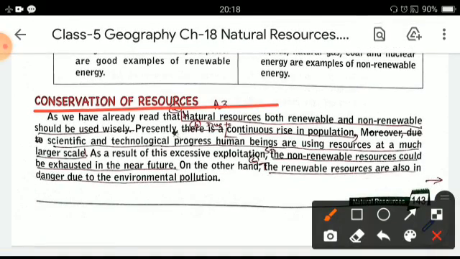Conservation of the resources. As we have already read, the natural resources, both renewable and non-renewable, should be used wisely. Presently, there is a continuous rise in the population. Moreover, due to scientific and technological progress, human beings are using these resources on a much larger scale. As a result of this excessive exploitation, the non-renewable resources could cease to exist in the near future. On the other hand, the renewable resources are also in danger due to environmental pollution.